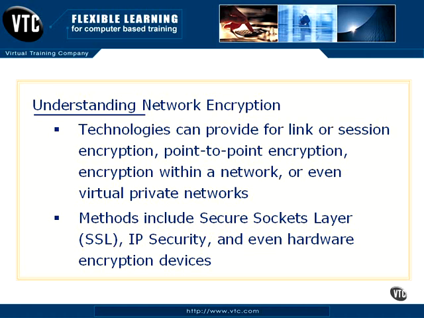Now, these technologies can provide for two different kinds of encryption over networks, and we'll talk about both of those in a moment. They can provide for link or session encryption, but they can also provide for point-to-point encryption, in other words, encryption between two particular computers or two particular devices. They can provide for encryption within a network, or even what we call virtual private networks, or VPNs. And these are basically private encrypted networks that use the internet as a big connector, a big medium. So I can have a private network on one continent and a private network on the other continent, and they can be connected using an encrypted link, and basically they function as one giant private encrypted network.